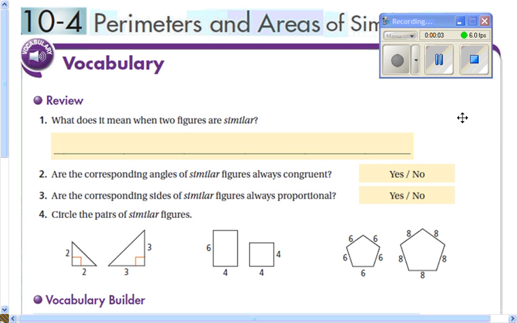Hey students, this is lesson 10.4, perimeters and areas of similar figures. We are going to learn how to find the perimeter and areas of similar figures. The main concept here is how you go from a scale factor to the ratios of perimeters and the ratios of areas. All right, go ahead and do this review. I'm going to pause. You can check back with the answers.